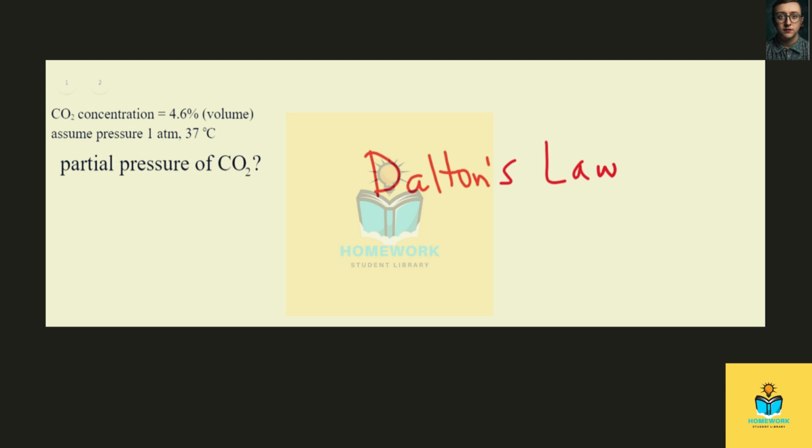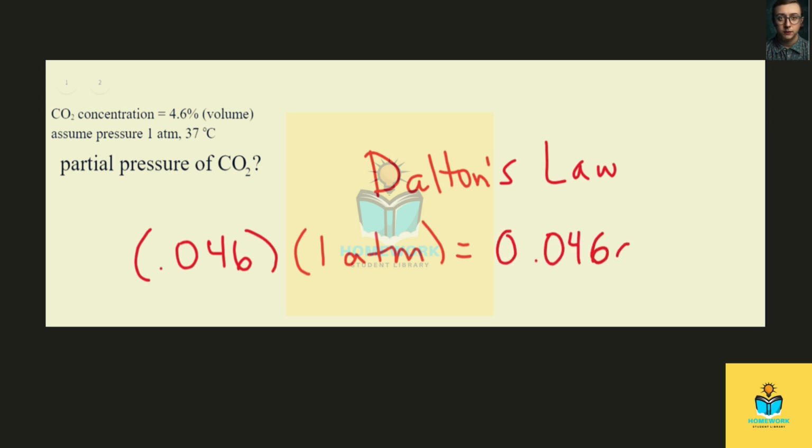So if I take 4.6% and I change that to a decimal, that's 0.046. That's 4.6% as a decimal. I'm going to take 4.6% of the total pressure, which is 1 atmosphere, to find that the partial pressure that corresponds to carbon dioxide is 0.046 atmospheres.